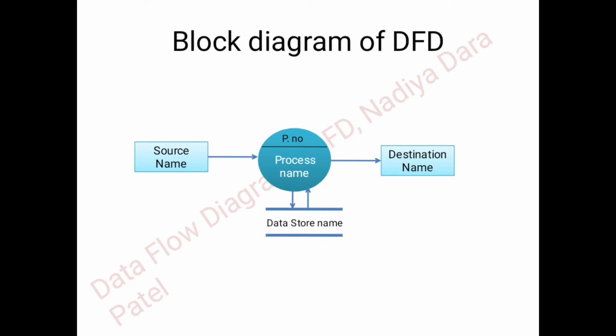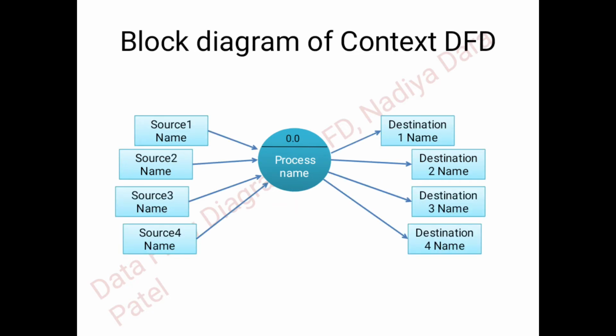And again, you can surround the process with any number of entities you want. So this is the block diagram of DFD. Further, this is the block diagram of context level DFD. Now what are context level DFDs? These are the DFDs which show the total overview or working of any system. Once I go through the context level DFD, I get the complete overview of any system.